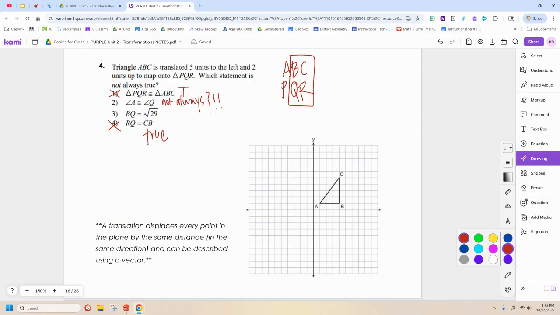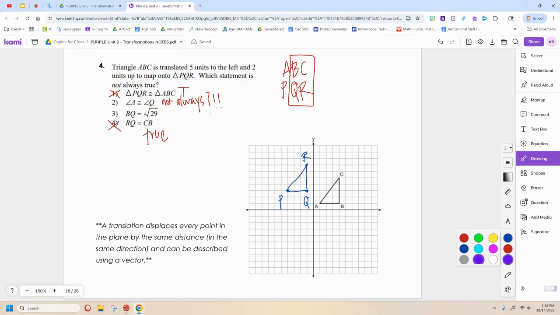So the problem with multiple choice is, if you just go ahead and circle the one you don't understand, you've now decided that you're not going to bother trying to figure out the right answer. Let's figure it out. Okay, let's go back to the beginning. ABC is translated 5 units to the left and 2 units up. So A, 1, 2, 3, 4, 5, 1, 2. That's going to be point P. B, 1, 2, 3, 4, 5, 1, 2. Here's Q. And then C, 5 and 2. Here's R. All right, so here's our image triangle.